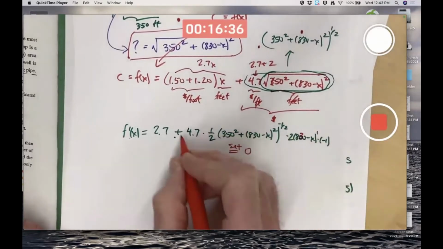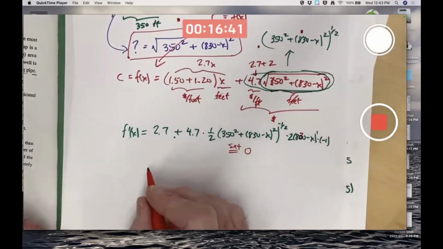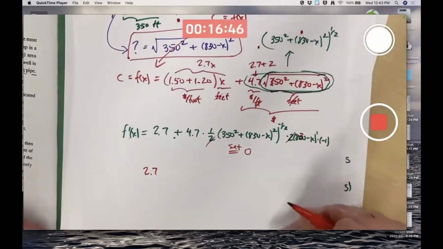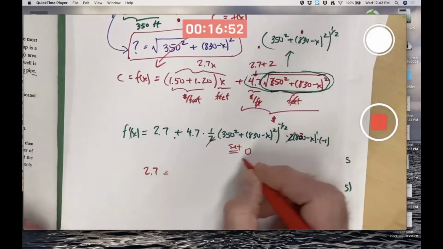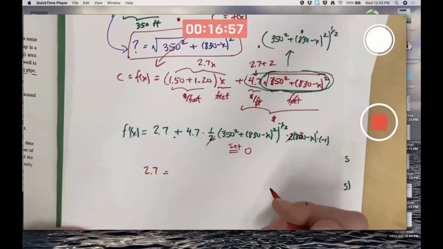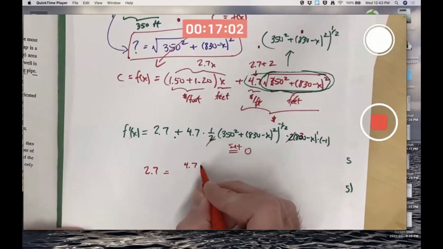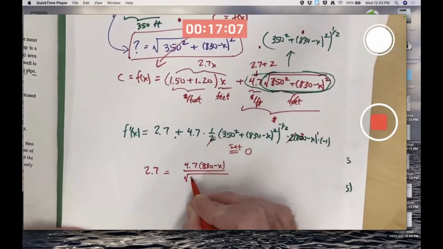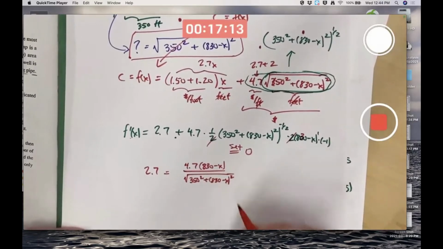I think it'll be helpful to put this entire thing on the other side and effectively cross multiply. So when I do so, well, the 2's do cancel here and here. The negative 1 on the left side of this equation with the 0 on the right, when I add to both sides, I'll get a positive 1 on the other side, so the negative sign goes away. Looks like I'll have 4.7 times 830 minus x over the square root of 350 squared plus 830 minus x quantity squared.